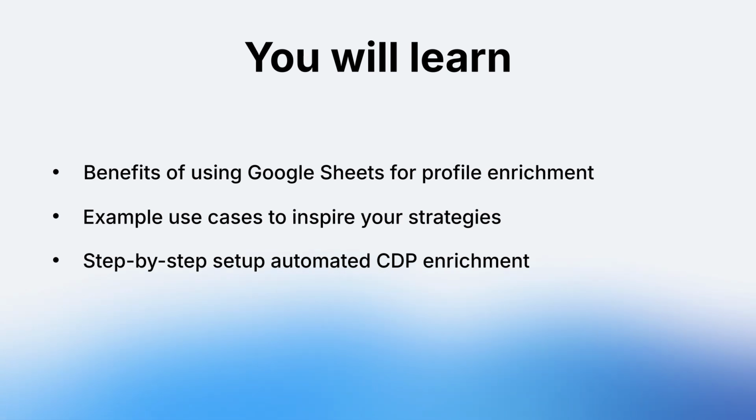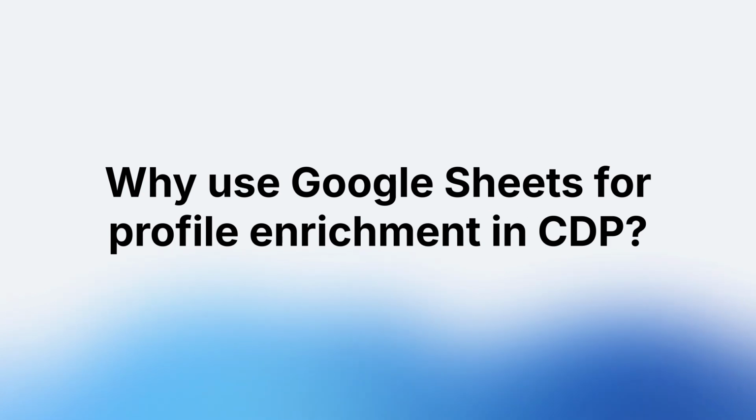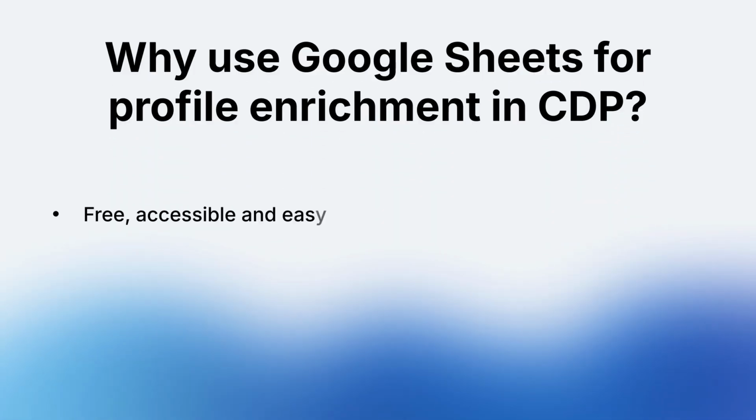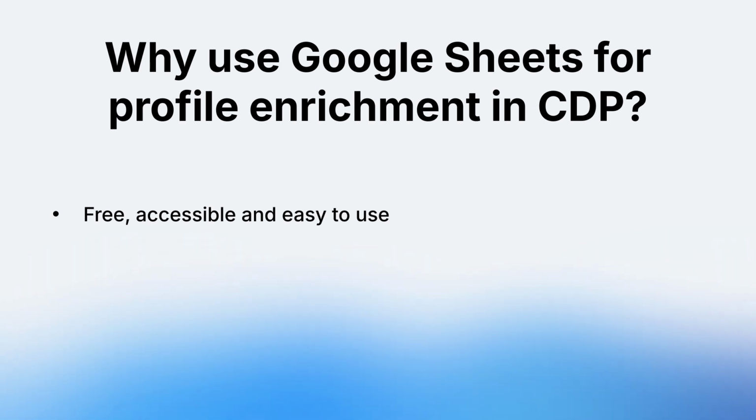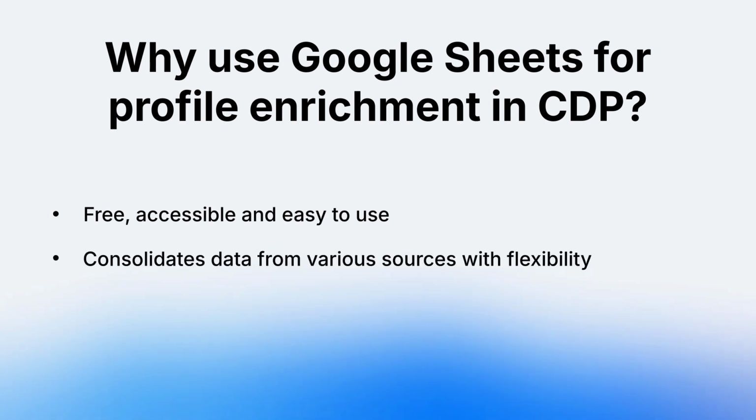Okay, let's dive in. So, why use Google Sheets for Piwik PRO CDP profile enrichment? What are the benefits? First of all, Google Sheets is free, accessible, and easy for any team to use. It is flexible, it accepts many different formats to be uploaded: CSV, text, Excel files, which allow for consolidation of data from multiple sources. In many cases, it will be just clicking export in one platform and then clicking import in Google Sheets. Perfect for quick and easy, as well as some advanced tasks.